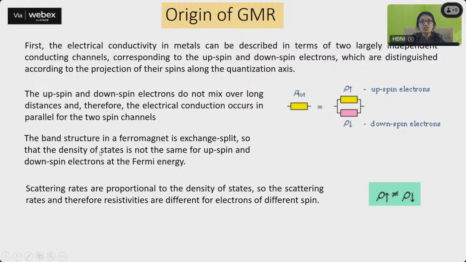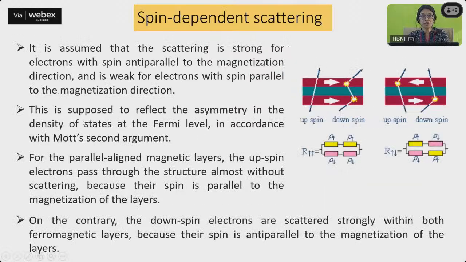So you have the upspin electron and the downspin electron. The band structure in a ferromagnet is exchange split, so that the density of states is not the same for the upspin and downspin electrons at the Fermi energy. The scattering rate is proportional to the density of states, so the scattering rates, and therefore the resistivities, are different for electrons of different spin. This is the main idea. You have to understand the resistivities are different for electrons of different spin.